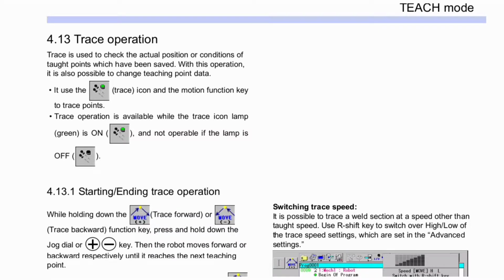Next is starting and ending trace operation. While holding down the trace forward or trace backward function key, press and hold down the jog dial or plus minus key. Then the robot moves forward or backward respectively until it reaches the next teaching point.